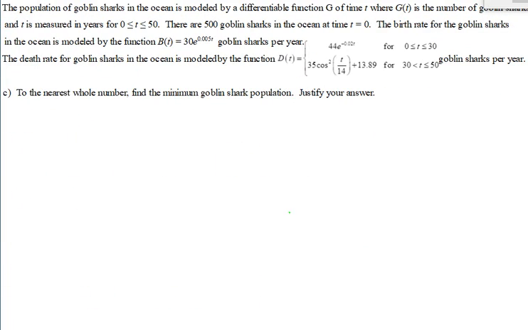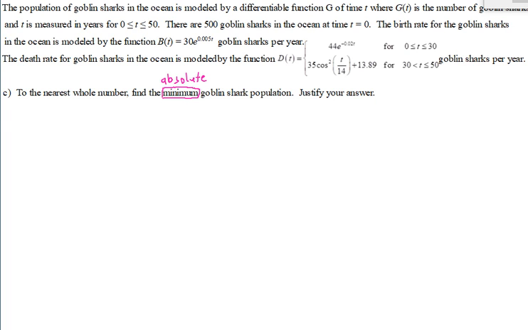Part C is the one that takes the most work here. It says, to the nearest whole number, find the minimum goblin shark population. So whenever it says maximum or minimum but doesn't say relative or local, remember that really means it's talking about the absolute minimum. So that requires the derivative, which is a little more complicated here. It has two components here.